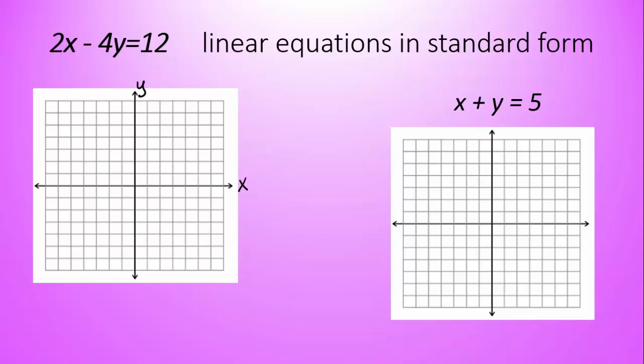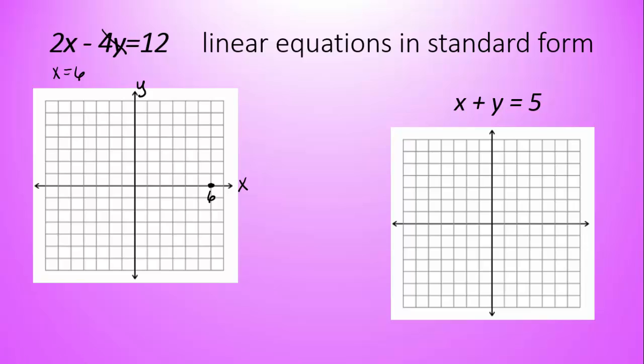To find the x-intercepts, let y be 0. In standard form, when you let y be 0, this entire term goes away because it's equal to 0. So you solve for x, and you get x equals 6. There is x equals 6.